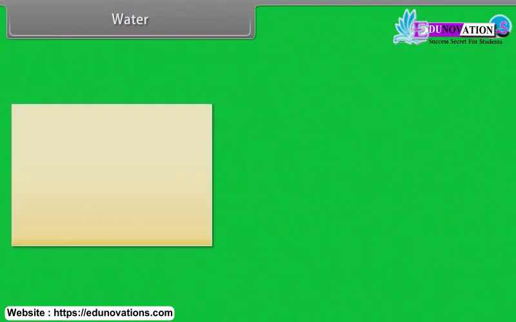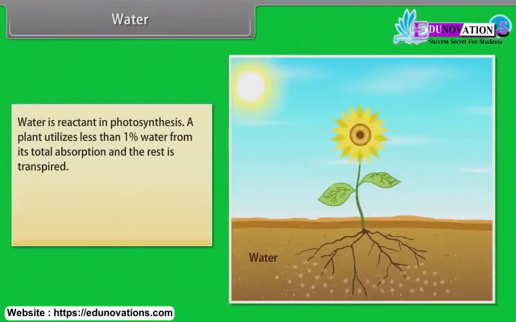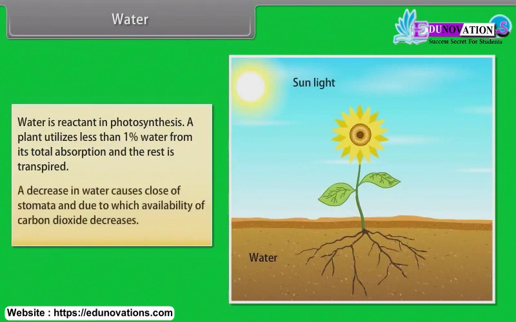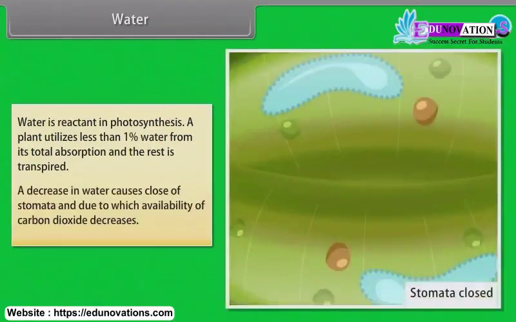Water. Water is a reactant in photosynthesis. A plant utilizes less than 1% of the water it absorbs for photosynthesis and the rest is transpired. A decrease in water causes closure of stomata, due to which the availability of carbon dioxide decreases.